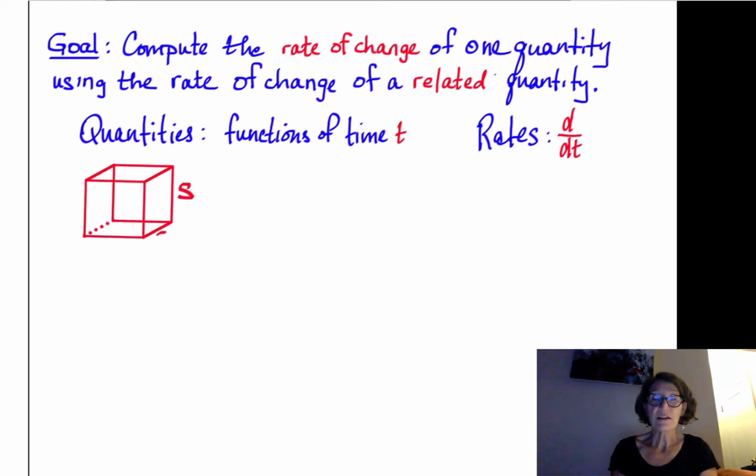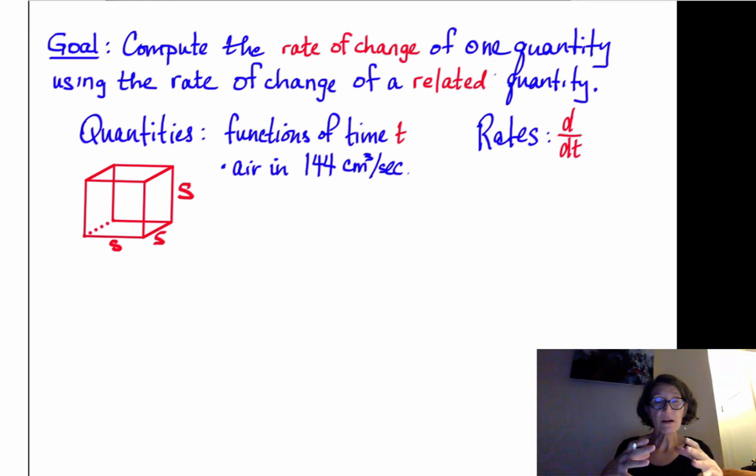So let's look at a quick example. This is similar to the basketball inflation example that you've already seen. Suppose we have a cube and we're pumping air into the cube and the cube is expanding. Suppose the air is being pumped in at a constant rate of 144 cubic centimeters per second. Now, as you can imagine, all the sides are the same length, and the sides are all getting longer.